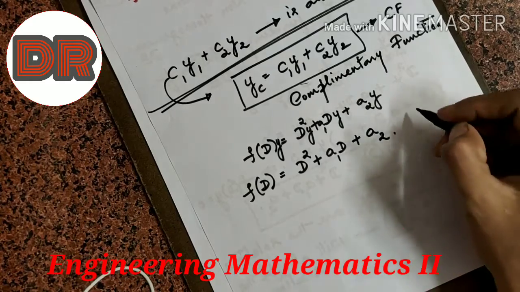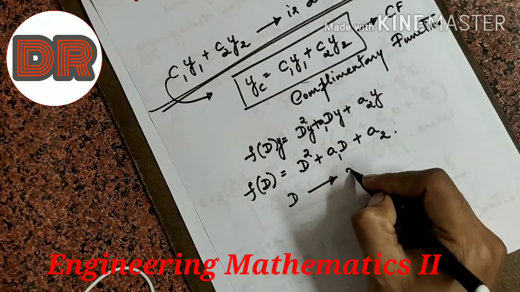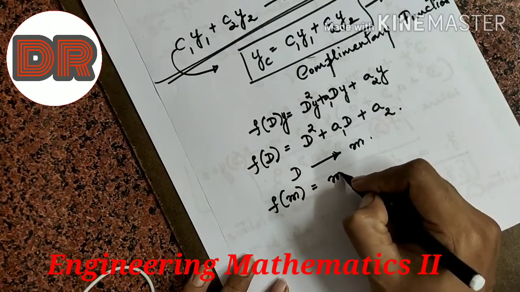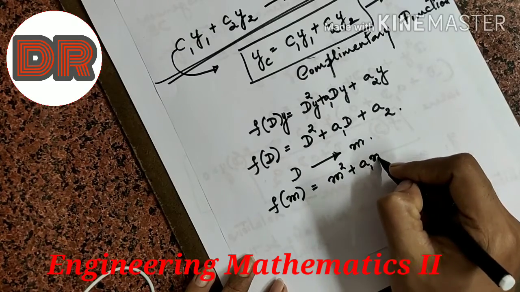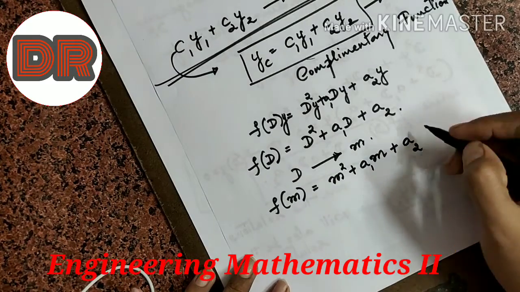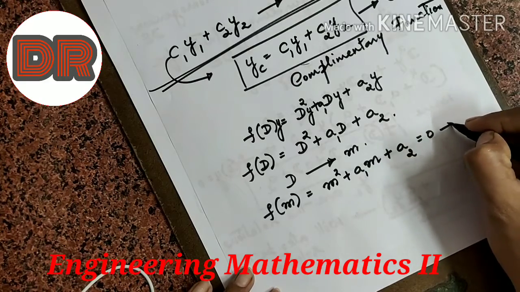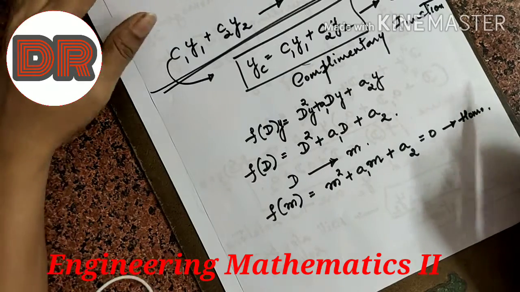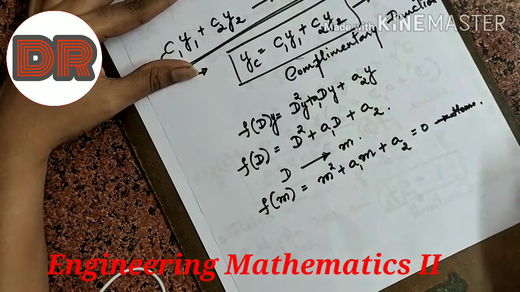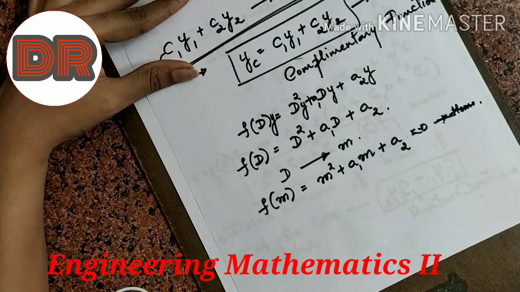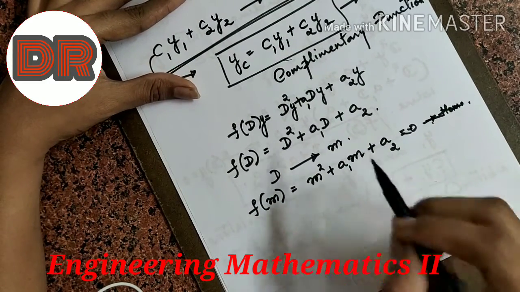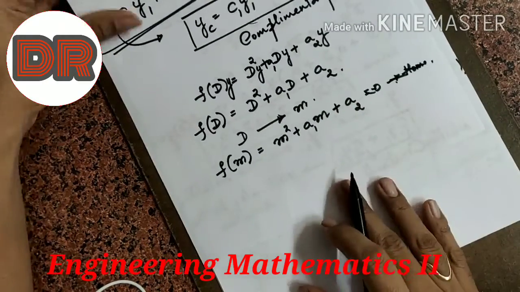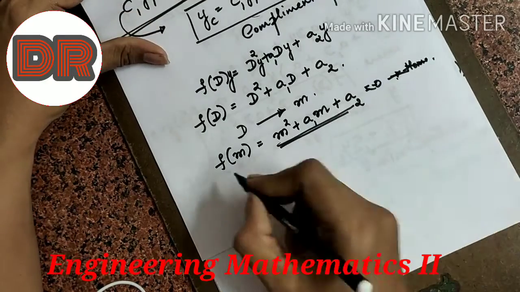If I replace D by m, then this becomes f(m) is equal to m squared plus a1 m plus a2, and if I equate this to 0, that is for the homogeneous equation, we can replace D by m. So f(m) can be written as m squared plus a1 m plus a2. Now we can easily find the solution of this quadratic equation by comparing it to 0.